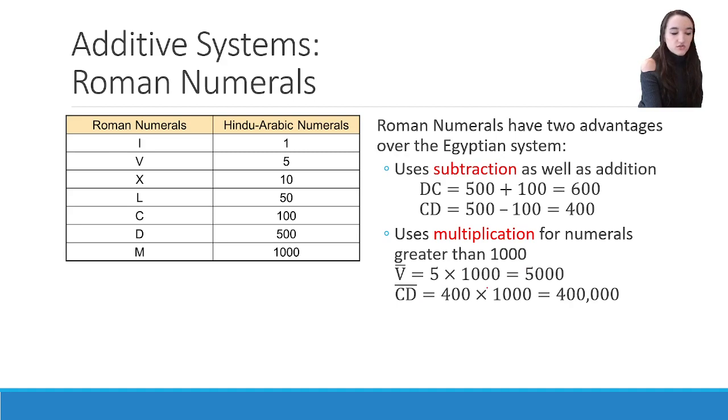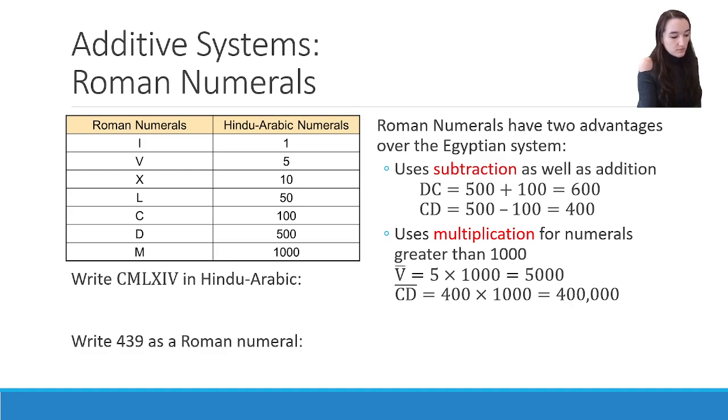Then, it also uses multiplication to cut down on the number of symbols that are needed. So anything greater than 1,000, we can get by using a previously used symbol with a line over it. So 5,000 is the symbol for 5 with a line over it to mean 5,000. 10,000 would be X with a line over it. 100,000 would be C with a line over it, and so on.